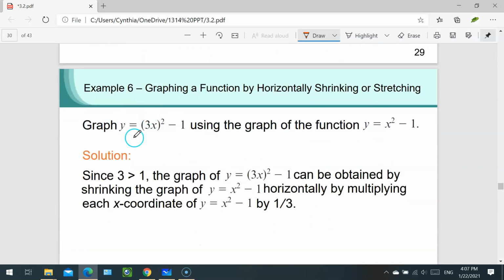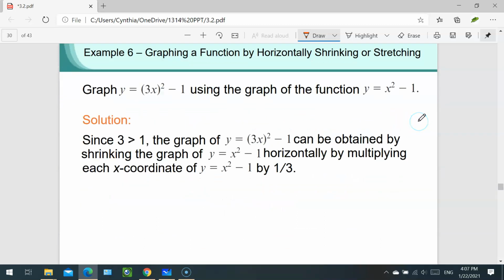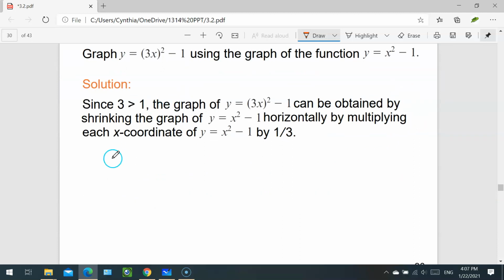Now we look at the example. We have to graph this function using the graph of the function y equals x squared minus 1. So now I'm going to put y equals x squared minus 1. We know this is a quadratic function. The basic quadratic function is the U-shaped parabola facing up. And the minus 1 outside of the function means it will go down 1 unit. There you go. The green one would be y equals x squared minus 1.